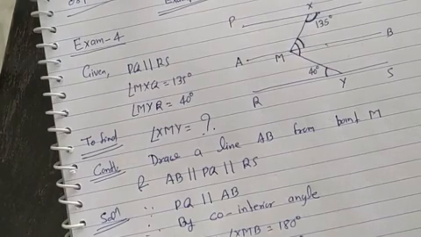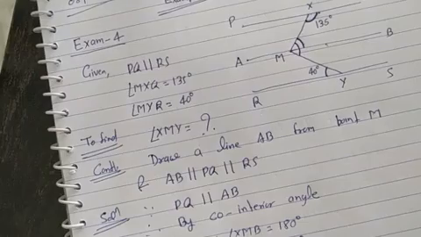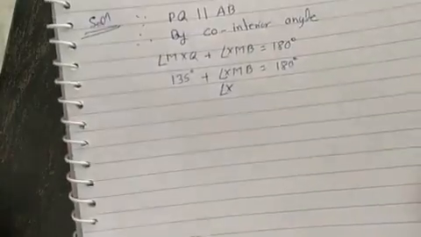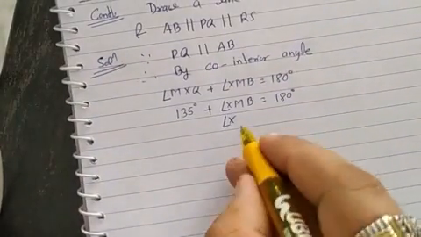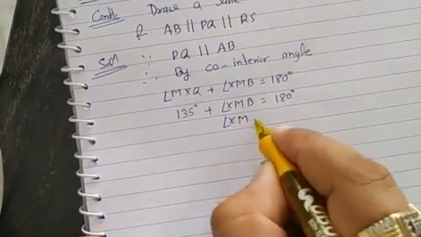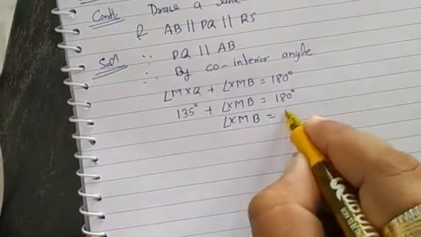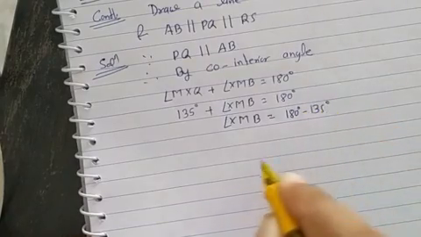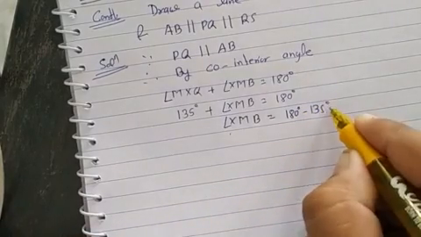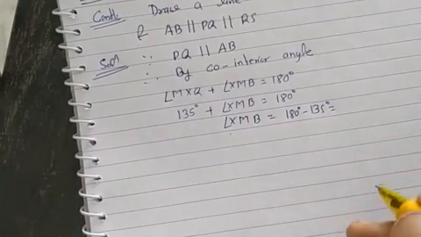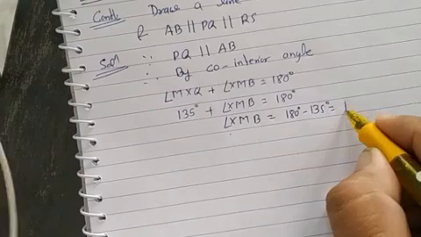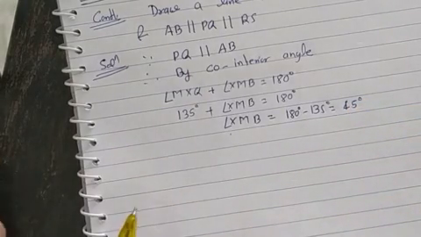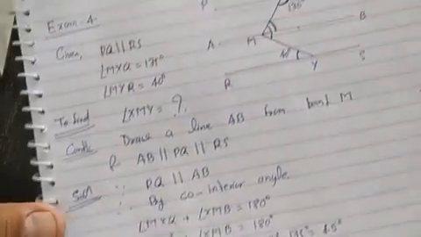Now transfer to this side, angle XMB is equal to 180 minus 135. Solve it. What will it become? 180 minus 135, it will be 45 degrees.